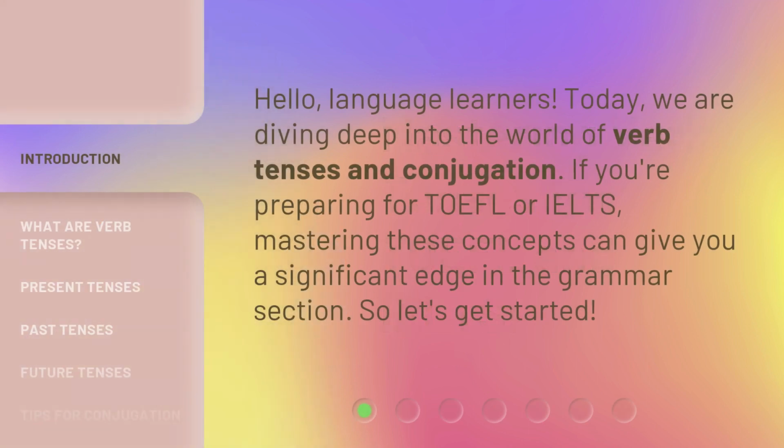Hello, language learners. Today, we are diving deep into the world of verb tenses and conjugation. If you're preparing for TOEFL or IELTS, mastering these concepts can give you a significant edge in the grammar section. So, let's get started.